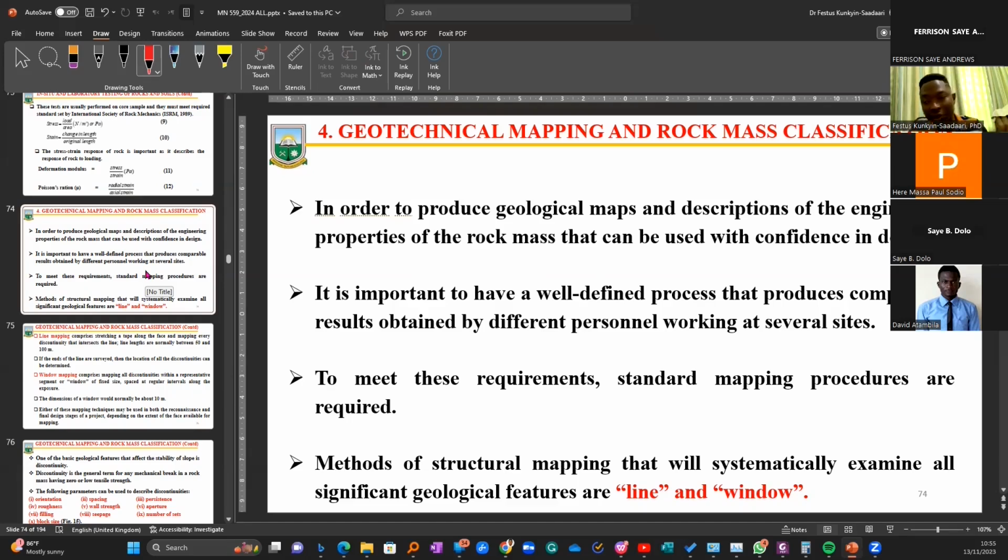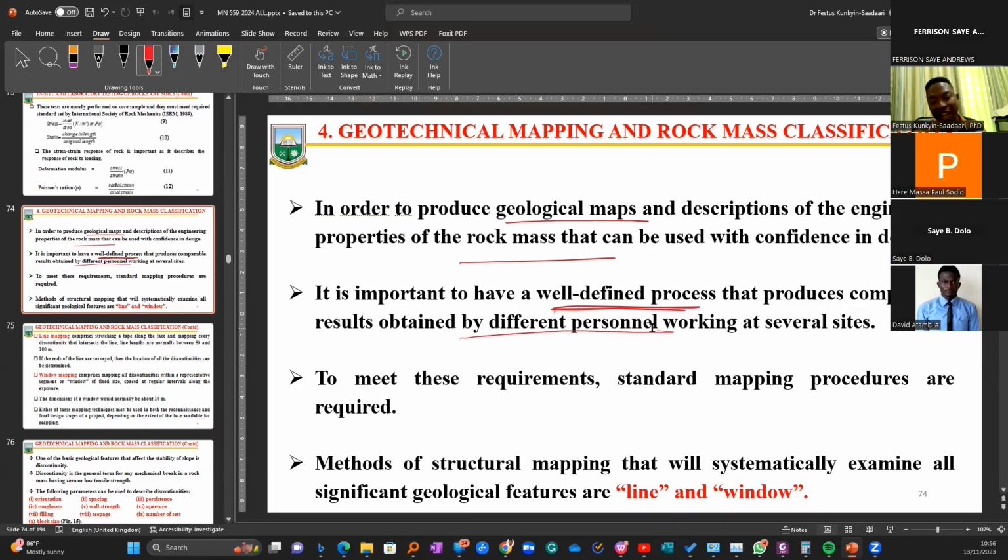Some of the things we do: in order to produce geological maps and descriptions of engineering properties, we want to describe properties of the rock mass that can be used with confidence in design. It is important to have a well-defined process that produces comparable results obtained by different personnel working at several sites.